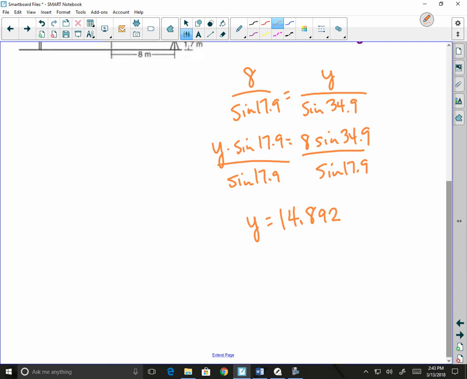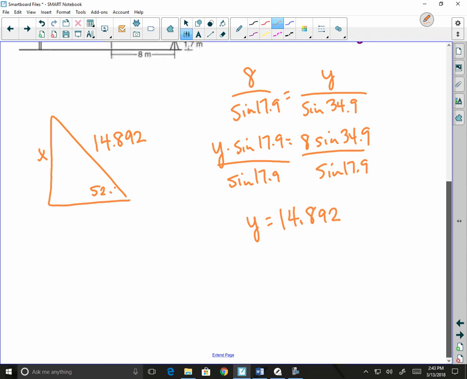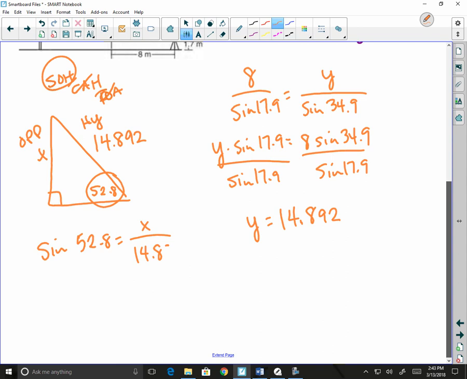So now let's recall back that right triangle. I now know this side is 14.892. I want to know the height of the flagpole, that's x, and the angle is 52.8. I'm just redrawing it down here so I don't have to keep scrolling back up and down. Well, if this is a right triangle, I could use regular SOHCAHTOA here, or the law of sines, up to you. So here's my angle. This is opposite. This is hypotenuse. So the sine function of 52.8 is equal to x over 14.892. Multiply both sides by 14.892.